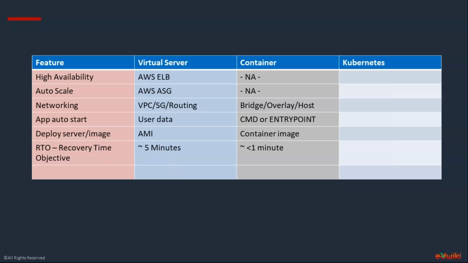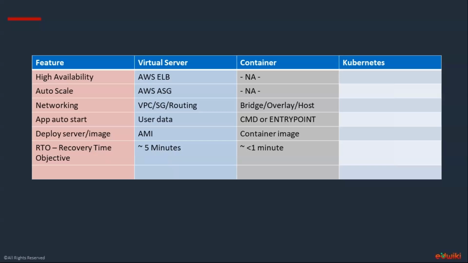If your application is running on virtual servers, in our case EC2, right? If your application is directly running on the EC2 instances, high availability will be maintained by the AWS load balancer. Auto scalability will be maintained using the AWS auto scaling group. The networking can be configured using VPC, security groups, routing, subnets, right?